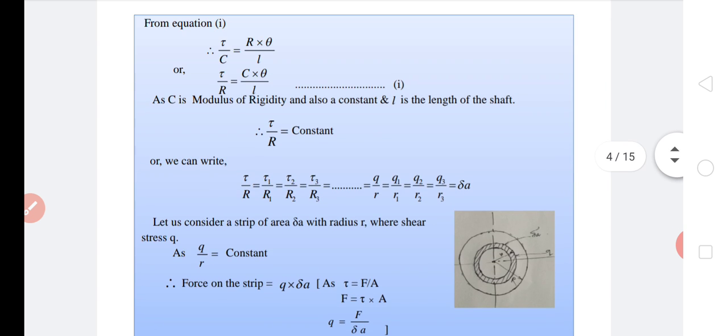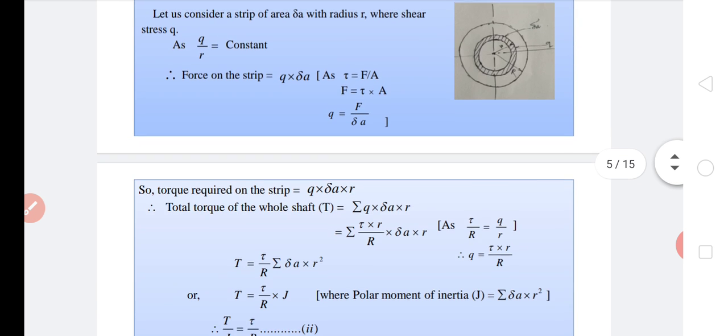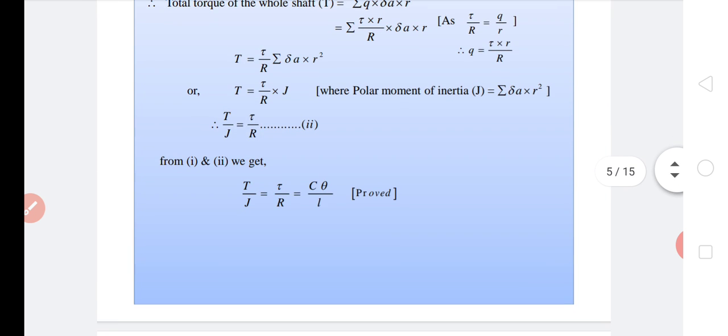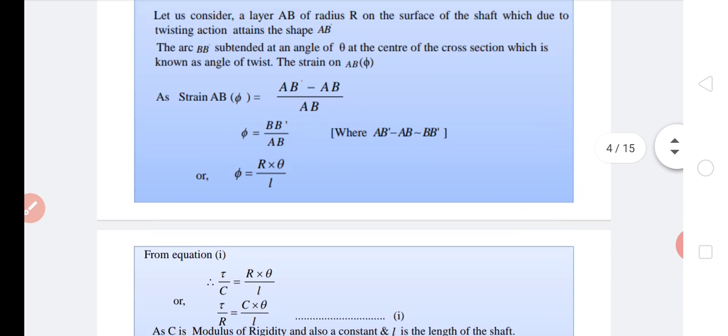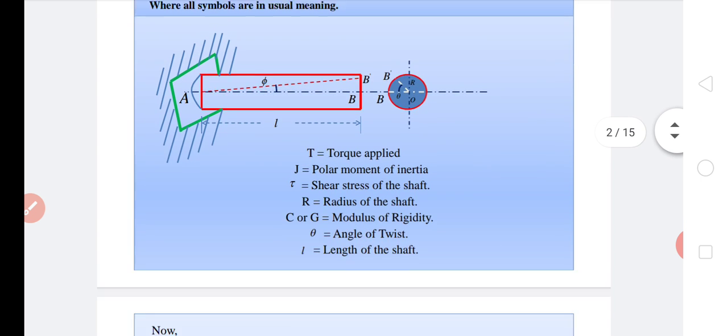In the previous time we also got tau by R equals C theta upon L. So we can write T upon J equals tau upon R equals C theta upon L. This is the proof of the torsional equation.